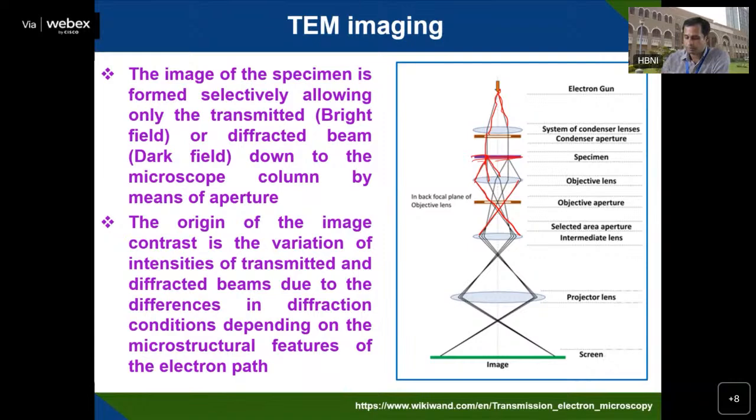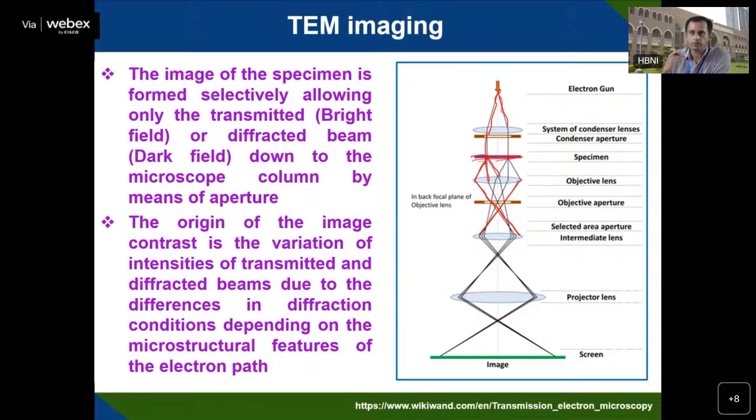The origin of the image contrast is the variation of the intensities of the transmitted beam due to differences in diffraction condition depending on the microstructural feature. Like in a particular material, whether it is dense, or a low Z material or a high Z material, depending upon that, the intensity of the transmitted electron beam varies. So that will give you contrast in the image, which we'll discuss.